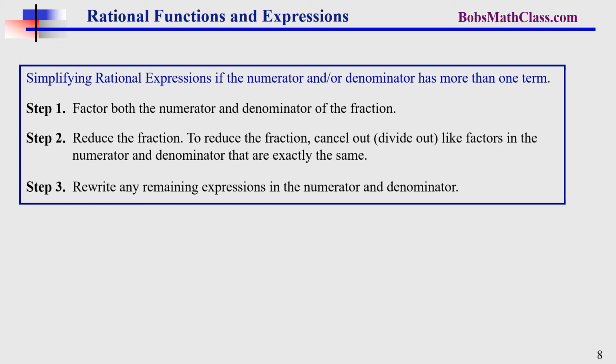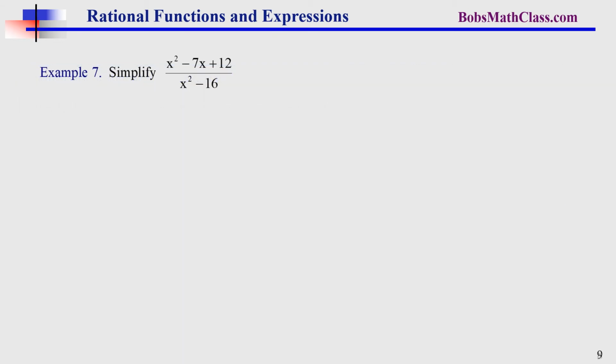So that just means just write it down. You don't have to multiply, just write them next to each other, usually in order. Numbers go first, then variables, then binomials. All right, let's do an example. x squared minus 7x plus 12 over x squared minus 16.